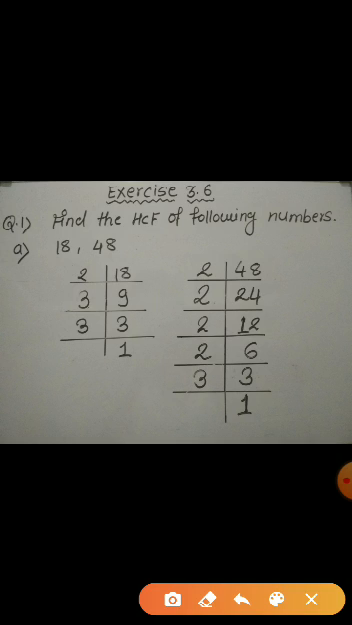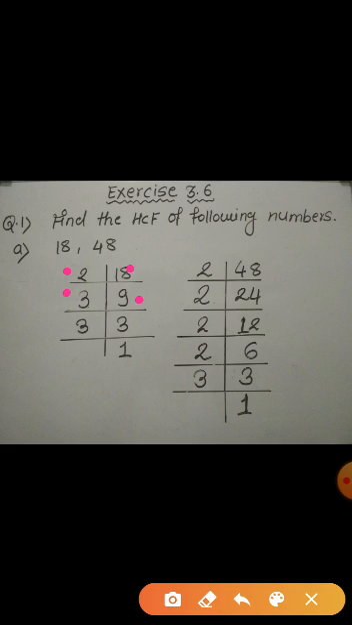Whenever you find out the prime factors of any number, always start with the smallest prime factor, that is 2. As 18 is an even number, it is divisible by 2, so we can divide 18 by 2. When 18 is divided by 2, we get 9. Now 9 is an odd number which is not divisible by 2. So we divide 9 by 3 because 3 is the prime factor which comes after 2.